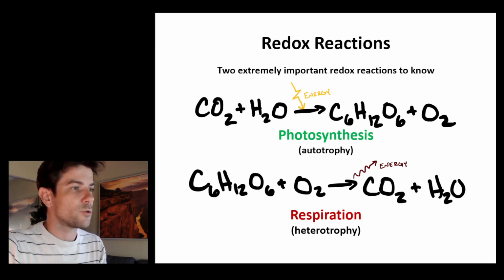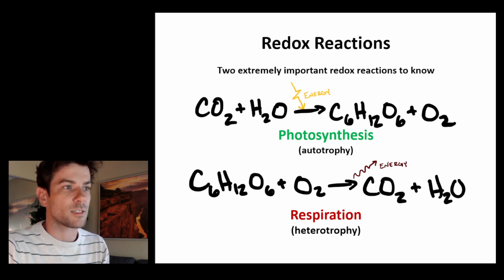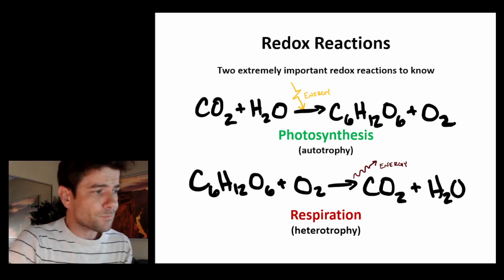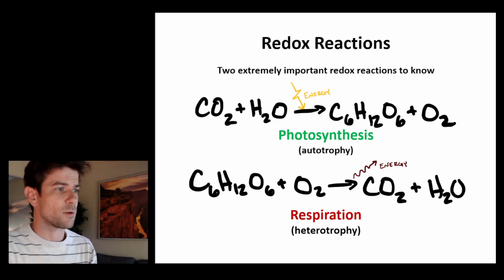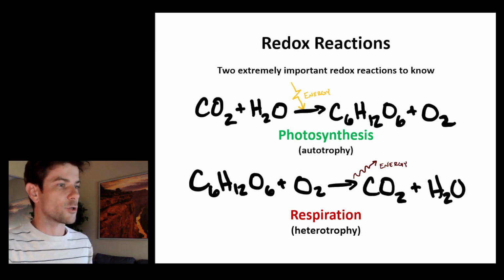Photosynthesis, where CO2 and water are converted into glucose, which is then processed into other organic material, and oxygen is generated as a byproduct. Respiration is the exact opposite. We're taking glucose or some sugar and breaking it down through aerobic respiration using oxygen. We get energy out, and CO2 and water are produced as a byproduct. That's known as heterotrophy as opposed to autotrophy.